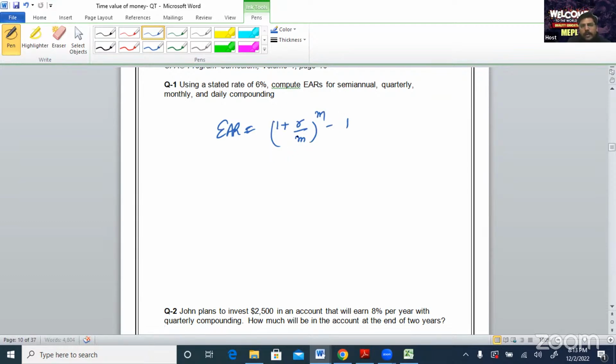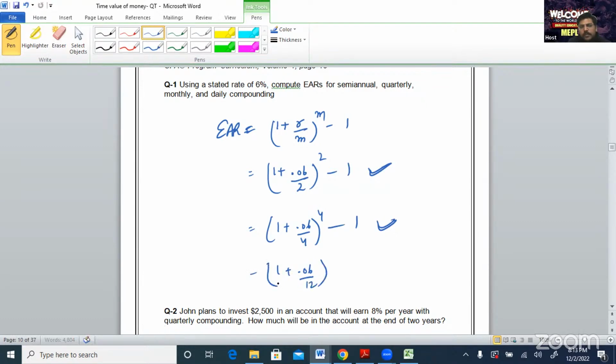For semi-annual it will become 1 plus 6% divided by 2. For quarterly it will be like this, and for monthly it will be this divided by 12. For daily compounding it will be 1 plus 0.06 divided by 365. In this manner I can do it.